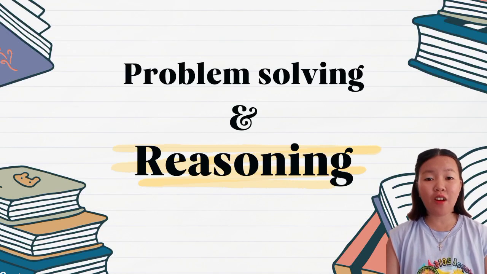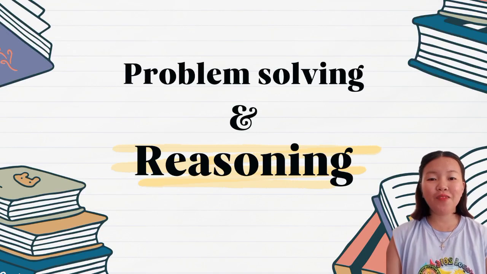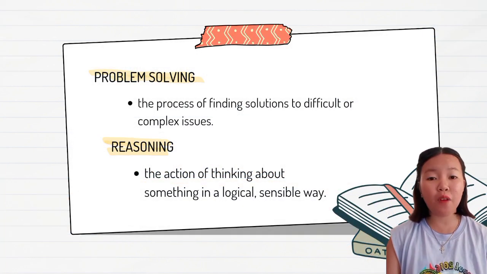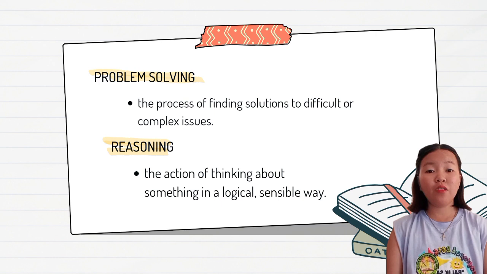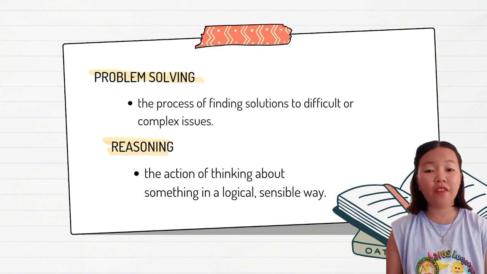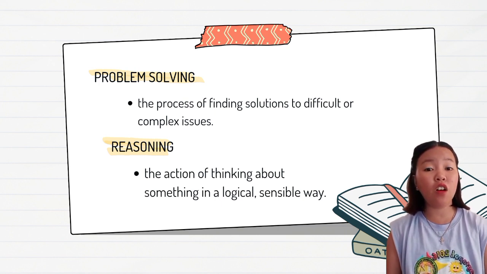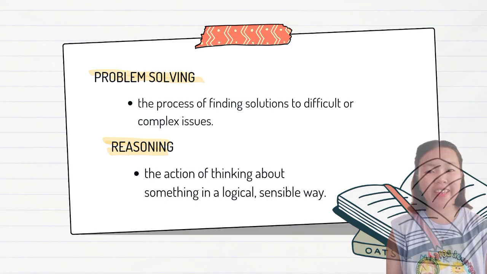Before we formally start our topic, let us first define what is problem solving and reasoning. Problem solving is the process of finding solutions to difficult or complex issues, while reasoning is the action of thinking about something in a logical, sensible way.